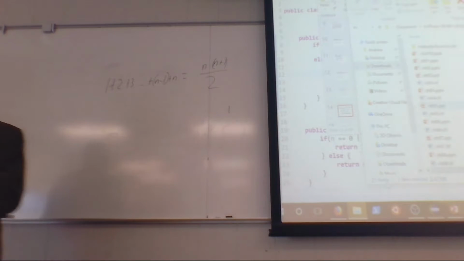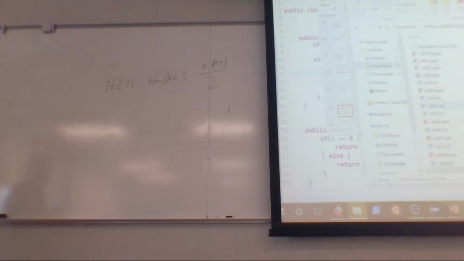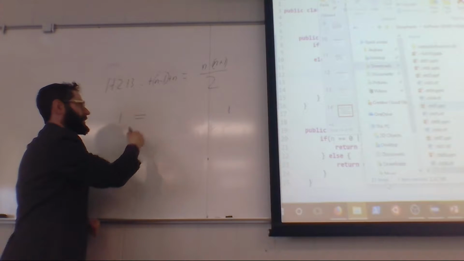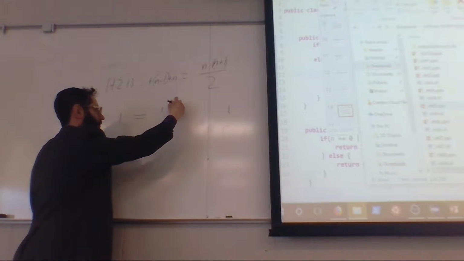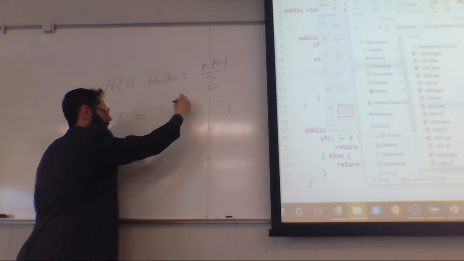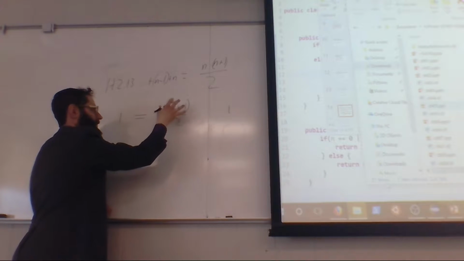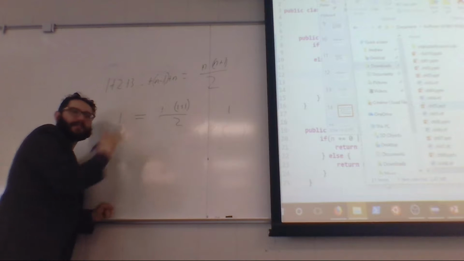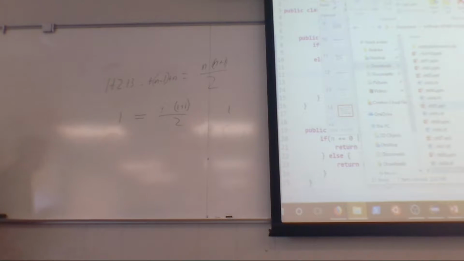So first things first, we have to show that this is true for a base case, for some basic input. So we'll start with 1. The sum of 1 through n, which is 1 through 1, is equal to 1 times 1 plus 1 over 2. This simplifies to 2 over 2, which is 1. So 1 is equal to 1. So we proved that it works for the base case.